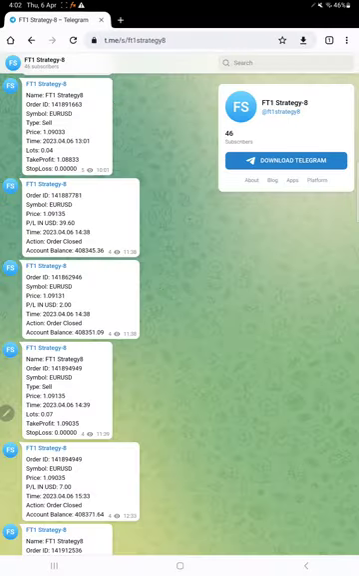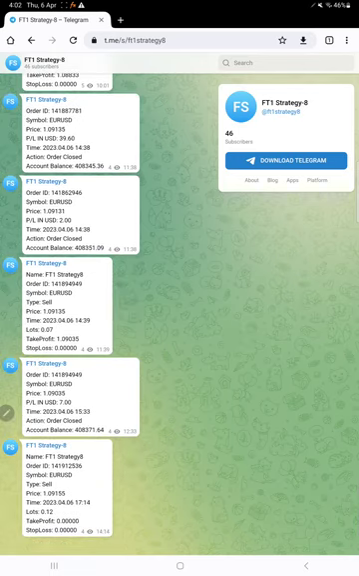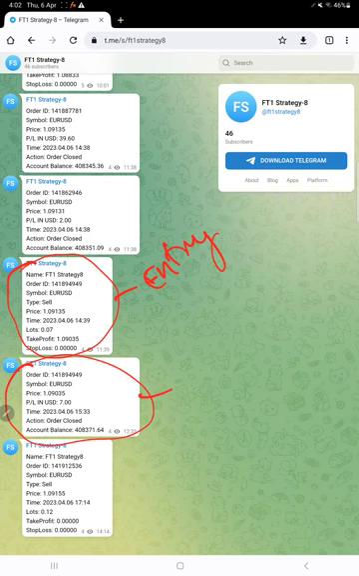This account is also connected with a Telegram channel. This is the channel link, at the rate FT1 strategy 8. In this Telegram channel, all the entries and exits of the trades are automatically recorded. For example, this is an open trade entry, and this is an example of an exit, a closed trade. For the entry, the strategy name, order ID, symbol, buy or sell, at what price, at what time and date, how much lot size, and the target are mentioned.